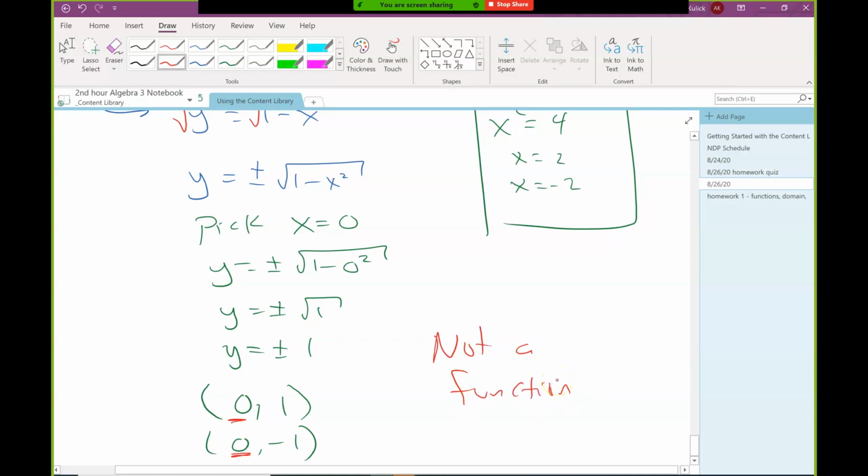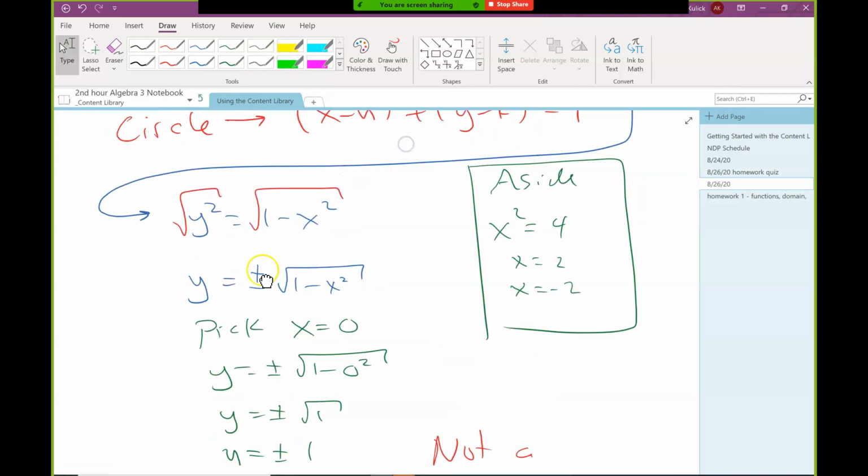So that was a lot of work to do. I want to point something out that would have made life a little bit easier early on. Typically, if you get the y value by itself and you end up with a plus or minus, it's a fair bet that it's not going to be a function. So the plus or minus, if you're rearranging to get y by itself, almost always is going to cause a problem.